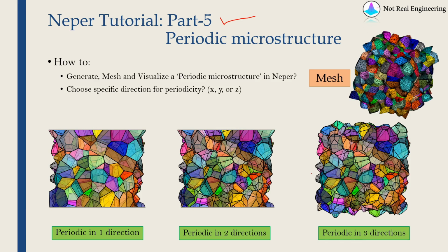And in this video, I am going to talk about how to create periodic microstructure. To be specific, how to generate periodic microstructure, how to mesh it, and how to visualize it. You can see 3 different cases over here. In this first case, the RVE is periodic only in one direction, which is the X direction. In the second case, the RVE is periodic in 2 directions. And in this third case, the RVE is periodic in all 3 directions. Let's open Neper and see how to create all of them.